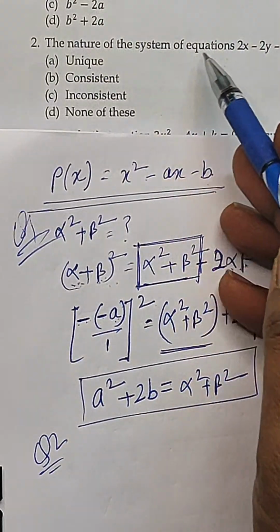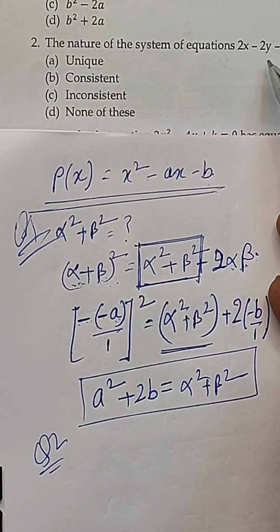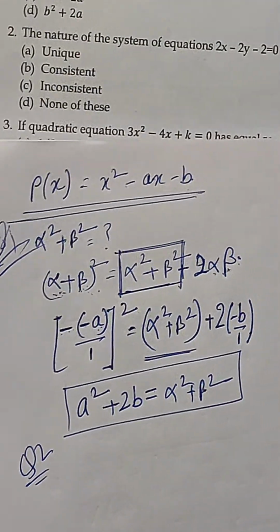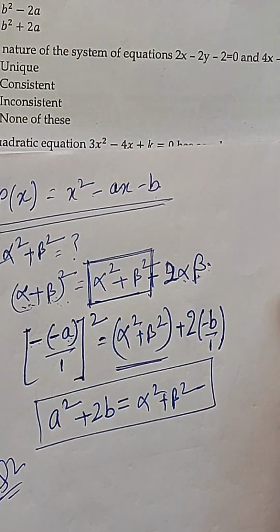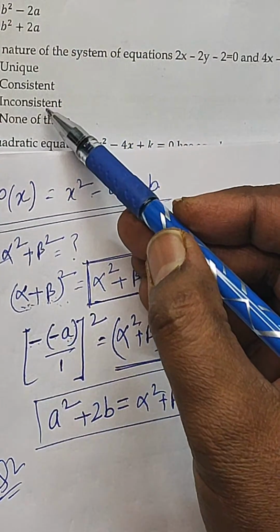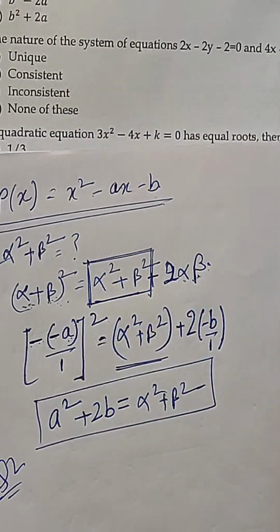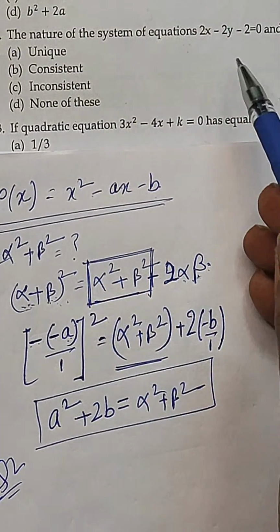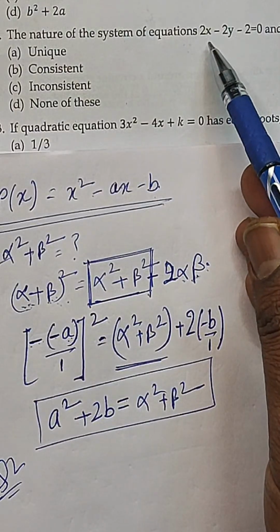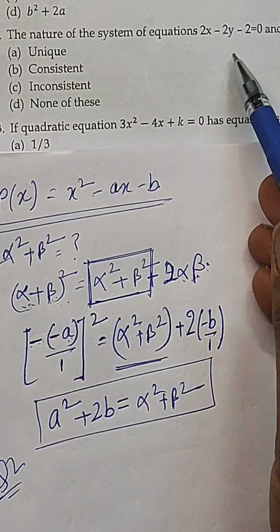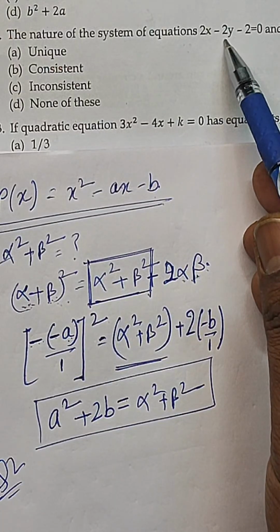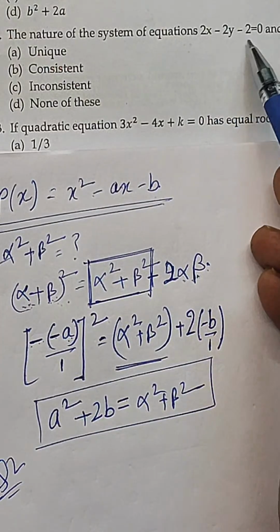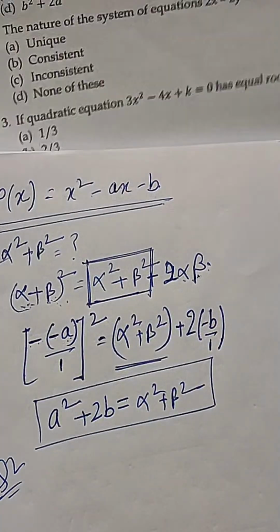Nature of the system of the equations 2x minus 2y minus 2 equal to 0, right? And 4x minus 4y minus 5 equal to 0. Unique, consistent, inconsistent, none of the above. Okay, you remember linear equation in 2 variables. Okay, so just see a1 by a2 equal to b1 by b2 is equal to not equal to c1 by c2, right? So in this way it can be done, right?